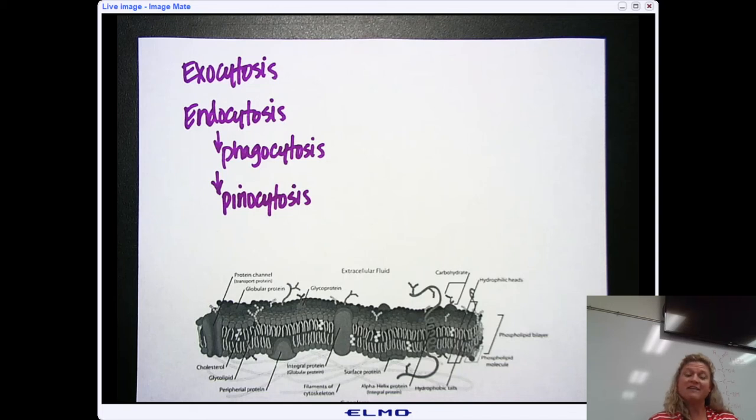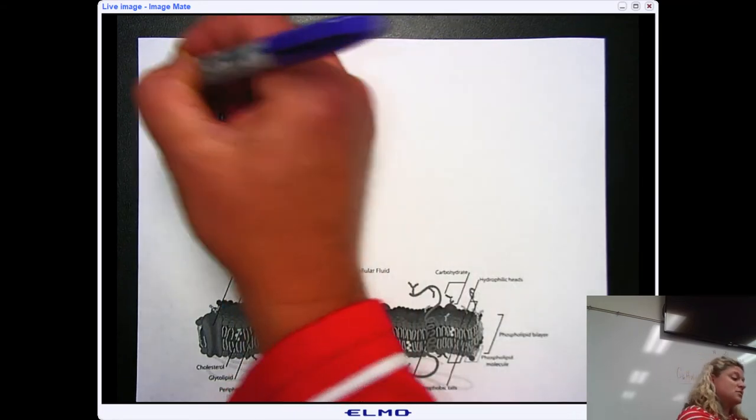Biology. So we've finally made it down to our last bit about membranes. In this section, I want to focus on the movement of larger substances or debris across the membrane. Now I have two words up here: exocytosis and endocytosis.